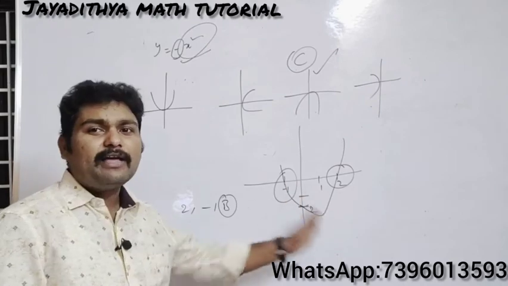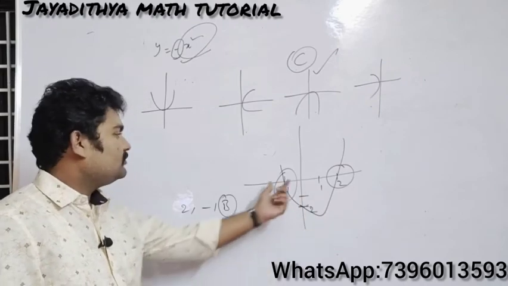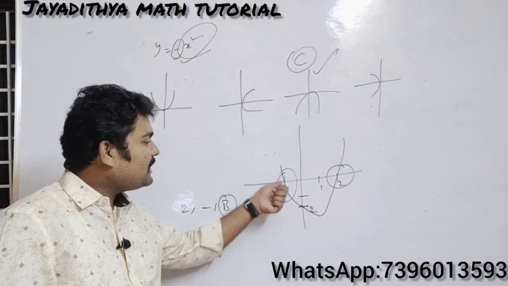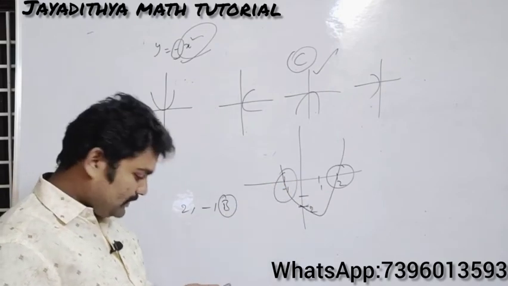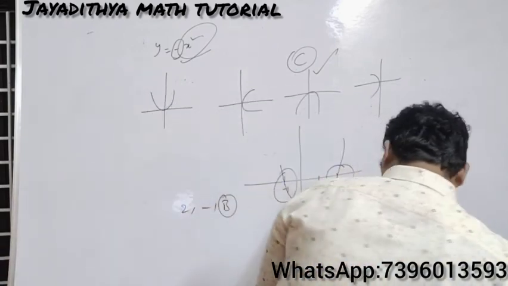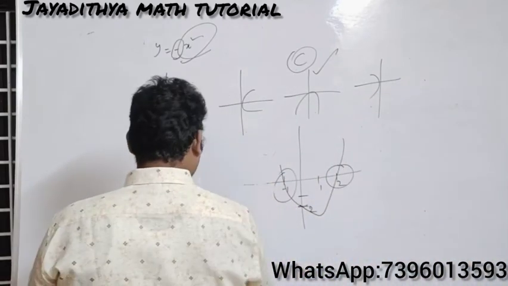He has given the graph, and from the graph you need to find the zeros. So how to find zeros? Whenever the graph touches the x-axis, those points, the coordinates on the x-axis, will be your zeros here. Clear? In that way you can find out the answer. That is very, very simple.